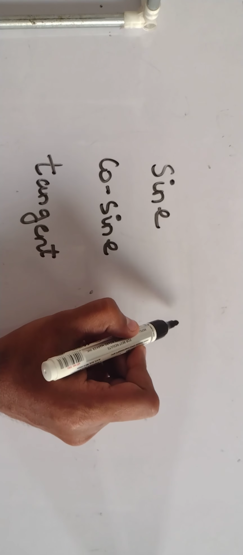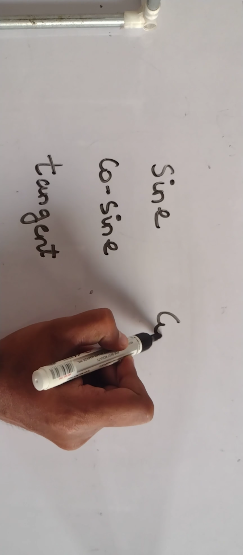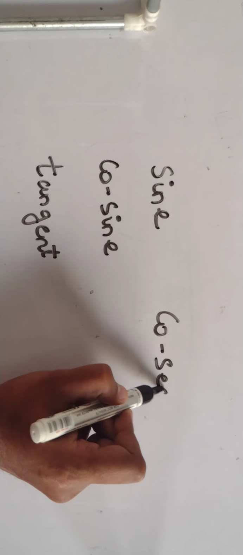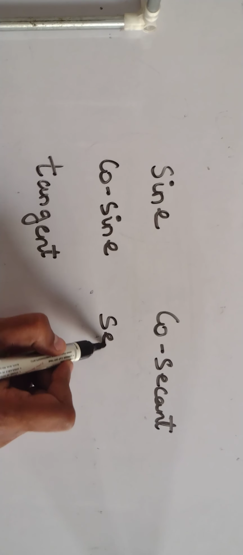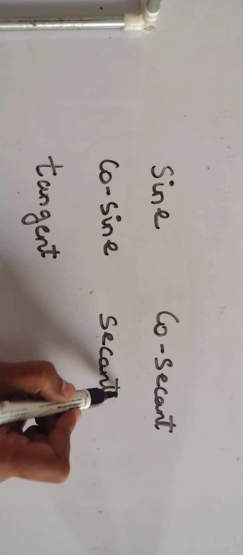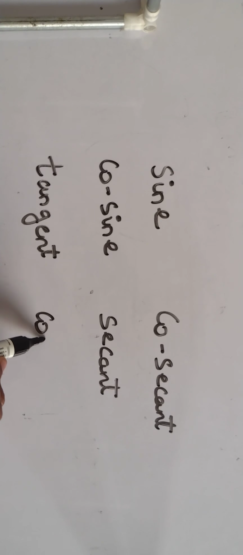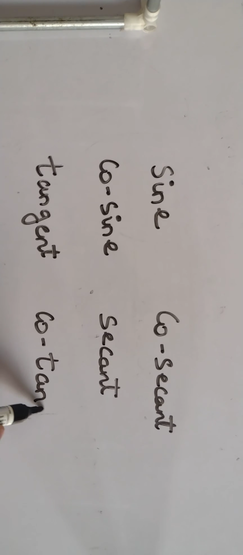The third one is tangent ratio. Next one is cosecant ratio. Next is secant ratio, and the last one is cotangent ratio. What do you mean by ratio? Ratio is nothing but the numerator and denominator having the same unit. Okay, getting it? That is what is meant by ratio.